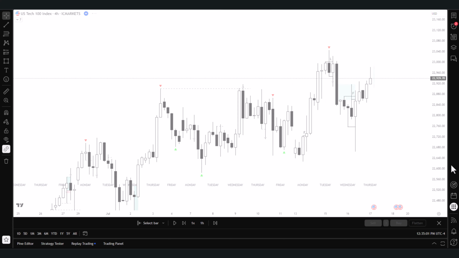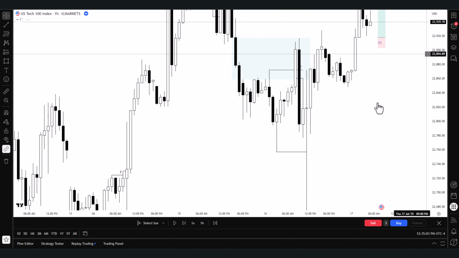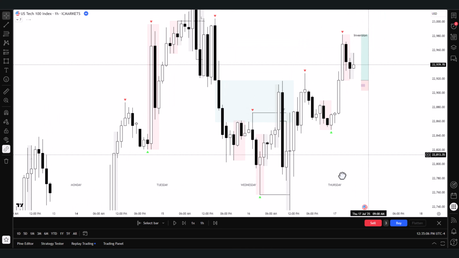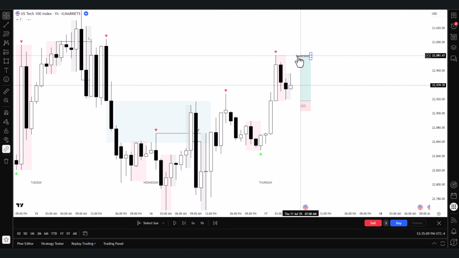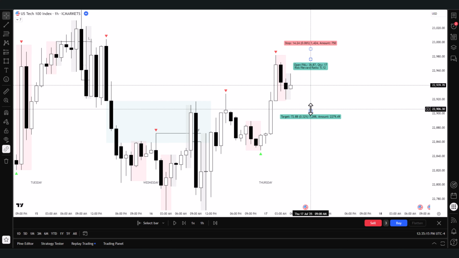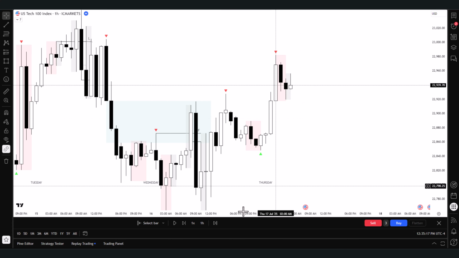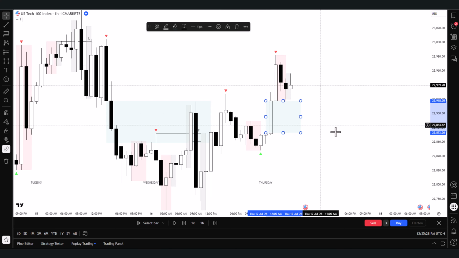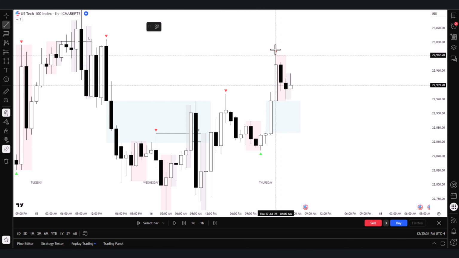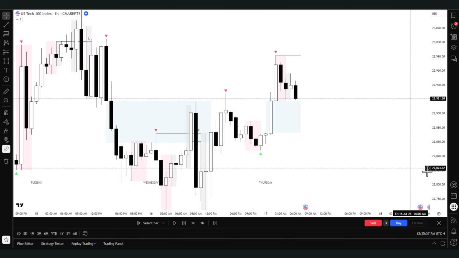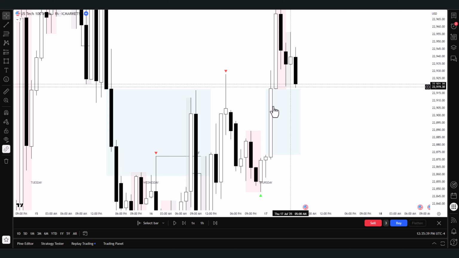2 a.m. 5 a.m. This is my London low. Here we also have an FBG. That means this is also a key level. And this swing high point is also a key level. Let's see. It has not swept the London low yet.